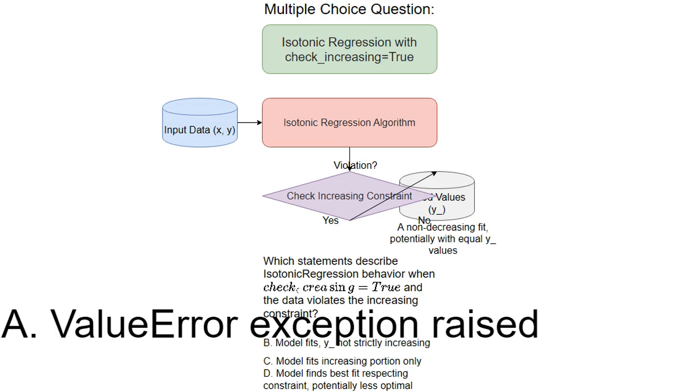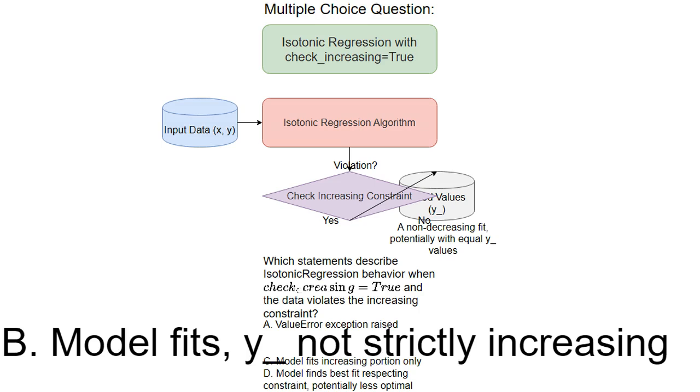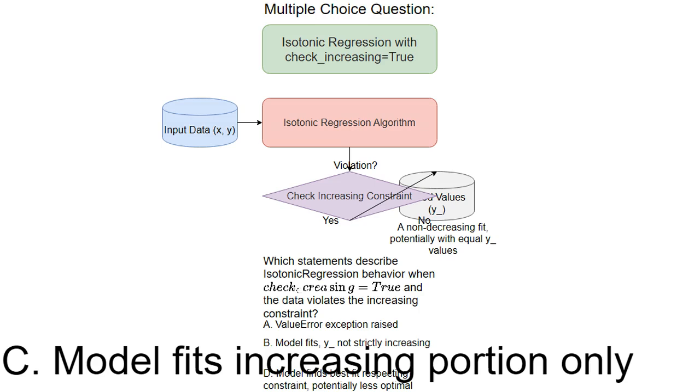When using check_increasing equals true, isotonic regression doesn't stop with an error message if the data isn't perfectly increasing. It tries to find a solution anyway. This is correct. The model will find a fit, but the fitted values, the y_ values, might not always be strictly increasing. Some might be the same because the model has to balance between fitting the data and ensuring the values don't decrease.